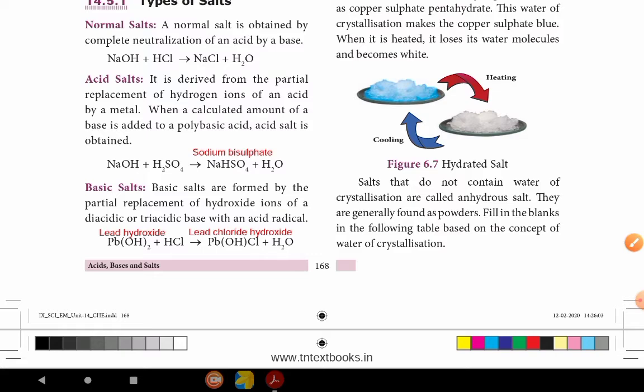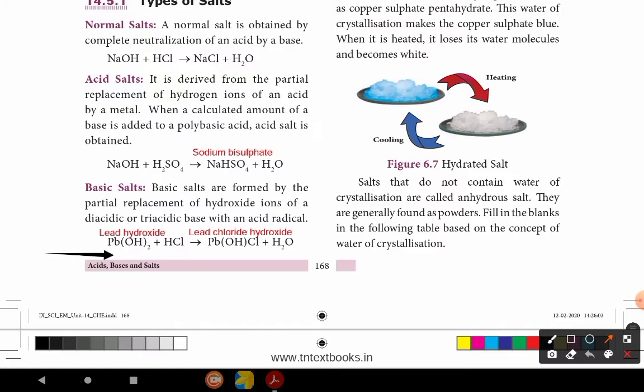So basic salts are formed by the partial replacement of hydroxide ions of a diacidic or triacidic base with an acid radical. இங்கே எப்படி partial replacement of hydrogen ions இருக்கும், அதே போல் இங்கே opposite. So here, let's see. What is this, children? This is a base, and the name of the base is called lead hydroxide.